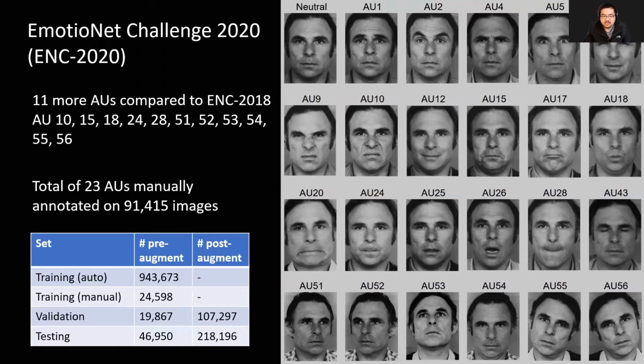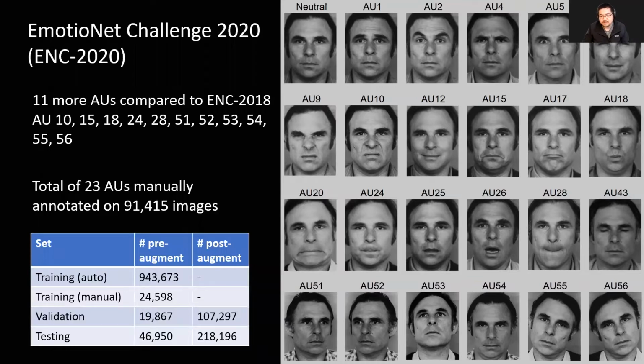The validation set and testing set, for which annotations are not provided to the participants, are also manually annotated. The validation set has 20,000 images pre-augmentation and 100,000 images after augmentation. The testing set, on the other hand, has 50,000 images pre-augmentation and 200,000 images post-augmentation. By augmentation, we mean the different scaling and random facial occlusions.